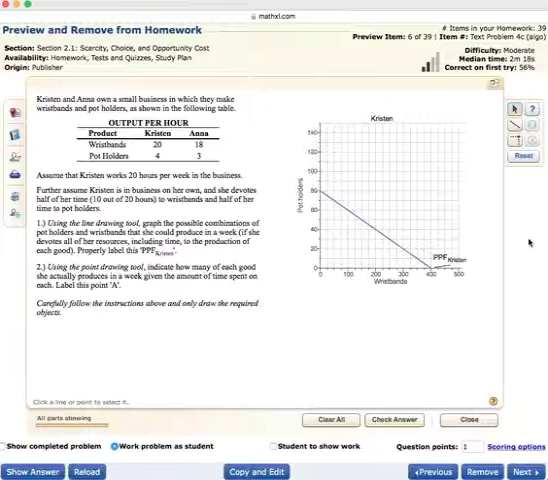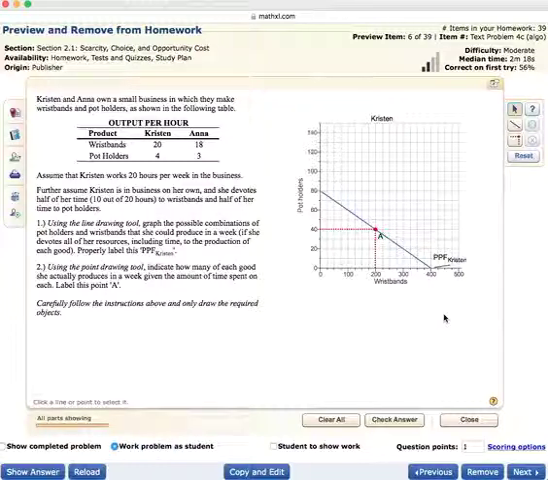The next part of this asks us to come up with her output combination if she splits her time evenly between the production of pot holders and wristbands. So if she were to produce pot holders in 10 hours, it's going to be equal to 40. She can produce 4 pot holders per hour, so in 10 hours, she can produce 40. And if she were to take the other 10 hours and produce wristbands, she could produce 200. So that would be represented by this point right there. And we label that point A. So that's how you do that problem.